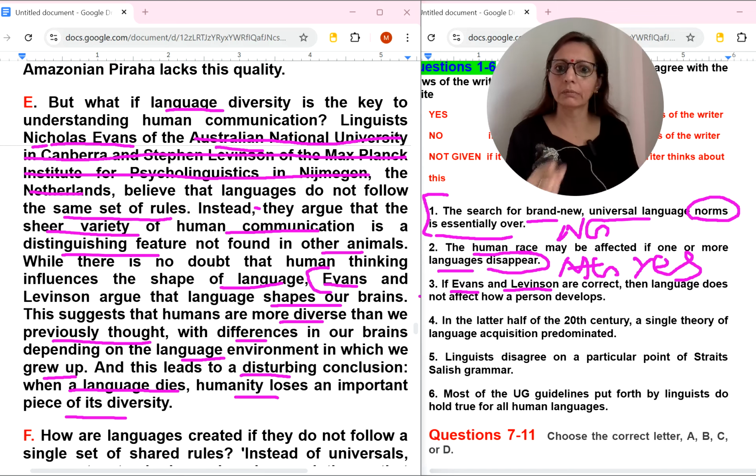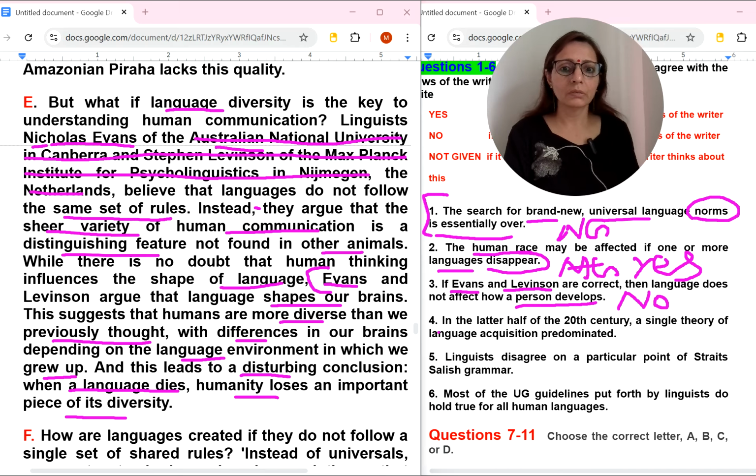So we are looking for third number. Are correct, then language does not affect how a person develops. Okay, Evans and Levison argued that language shapes our brains. This suggests humans are more diverse than we previously thought, with differences in our brain depending on the language environment. Here they are talking about the opposite way. Grew up means person develops. So they are talking something of the opposite kind.